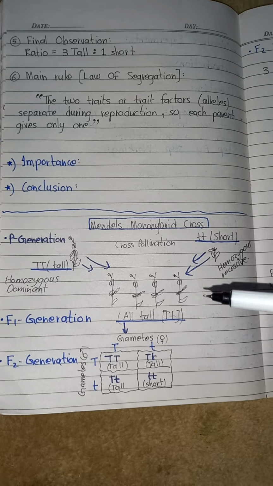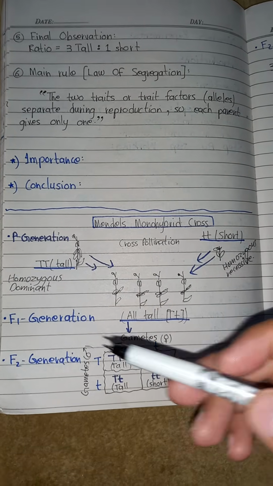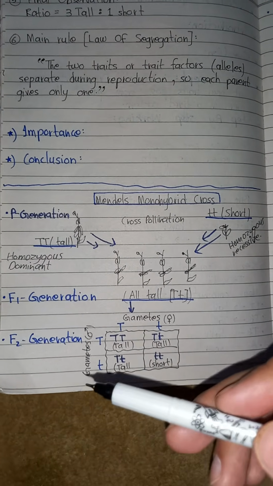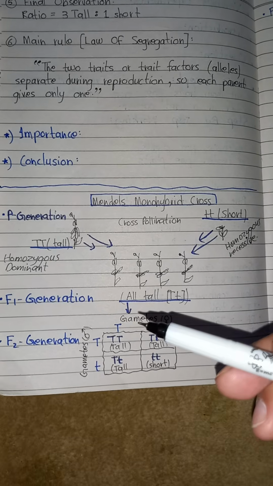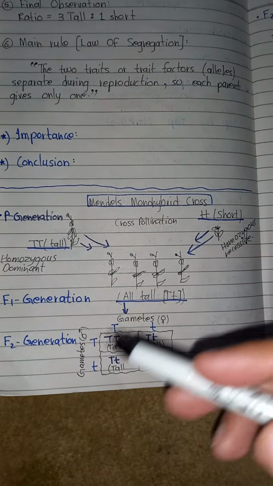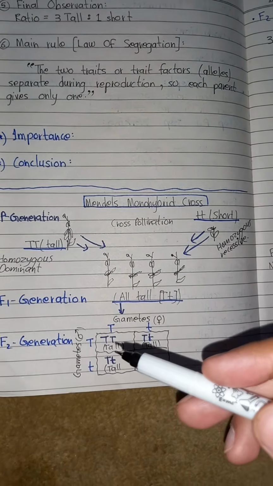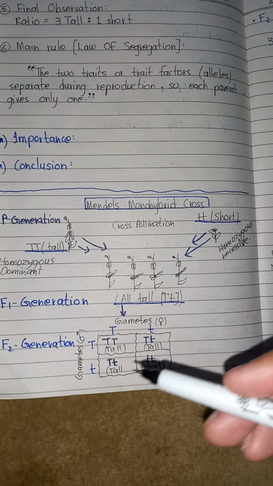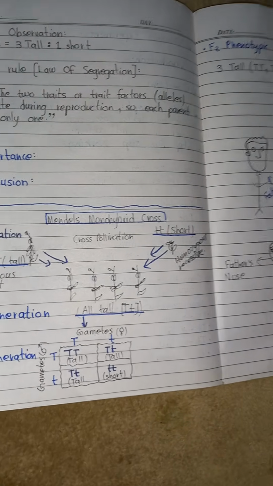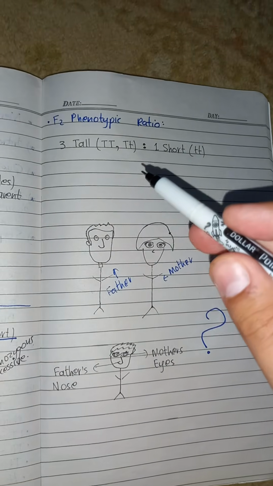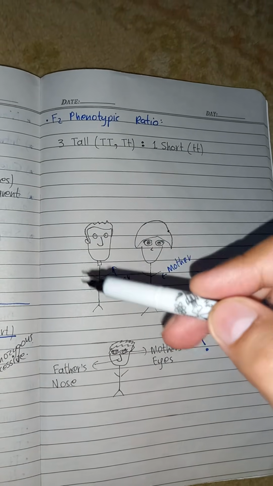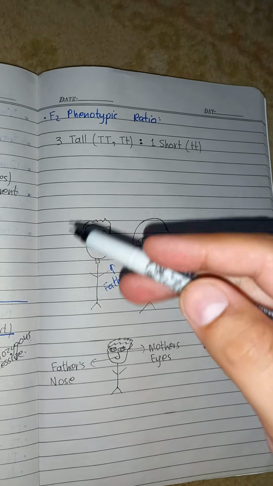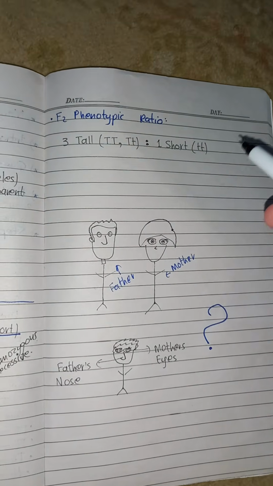This is all the tall one in the F1 generation, and then in the F2 generation we got the gametes from both parents. So we got all these combinations: tall and short. I will explain that later. And then lastly we got this ratio in the F2 phenotype. The ratio is this one: 3 tall and 1 short.